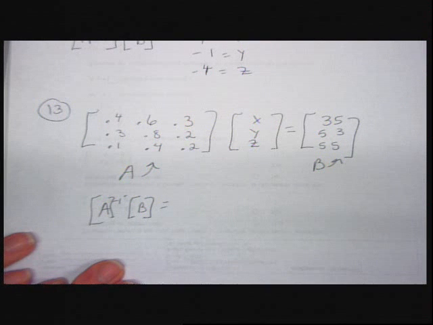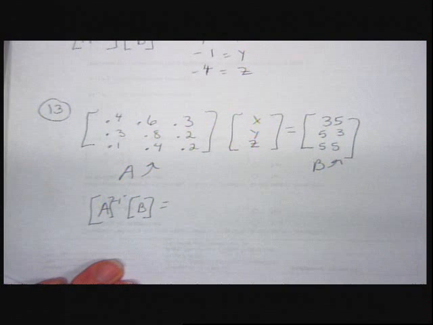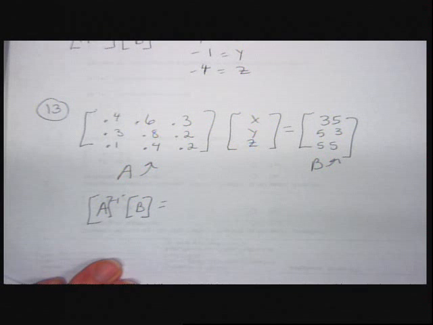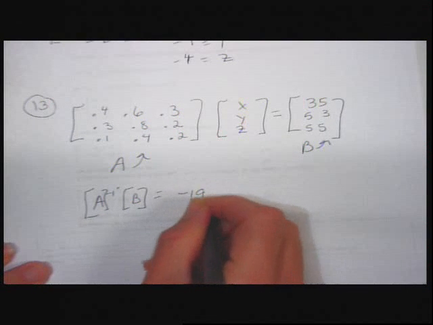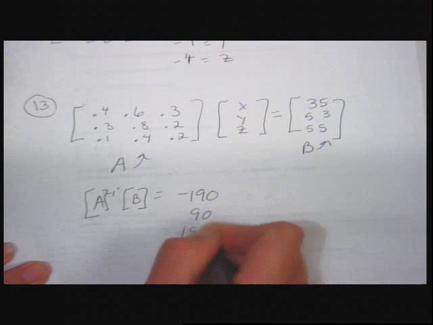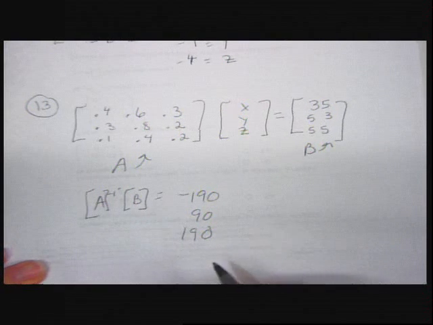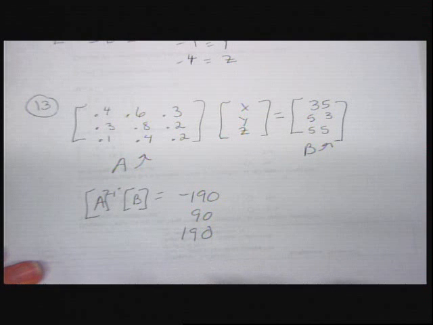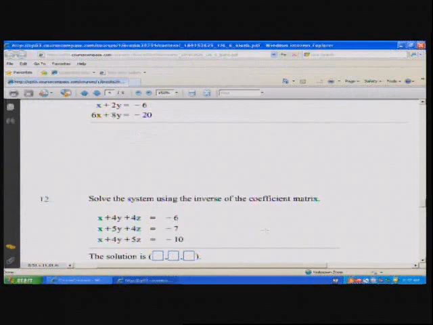Is it -190, 90, and 190? Let me see. Number 13. -190, 90, and +190? Yes. Okay, good job. Who was that? Was that Chilton? Yes, ma'am. All right, Marlon, are you okay? Yes, we got it. Okay, and Moody, you okay? Yes. Okay. All right.